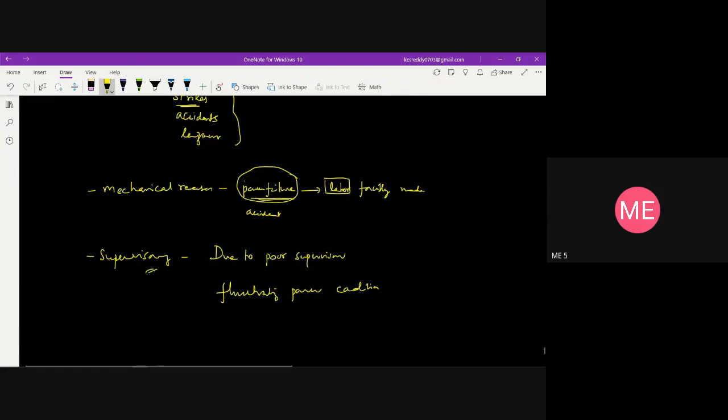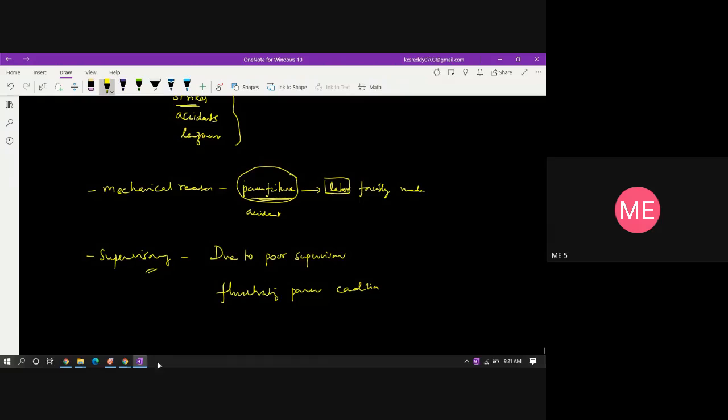Now, the cost of depreciation concept we are going to discuss. Depreciation we will discuss in the next class. Today we are going to stop here.